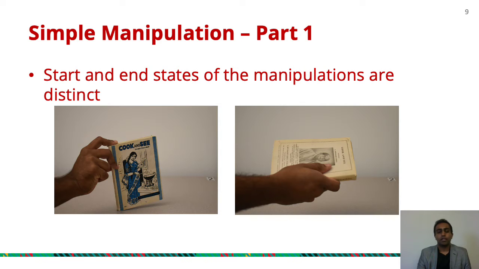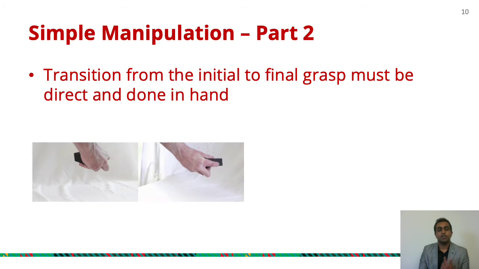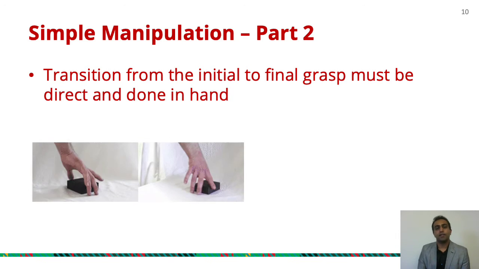To start, we define a simple manipulation as one in which the grasps at the beginning and end of the manipulation are distinct. In the case of this book, the initial grasp would be that used to maneuver it out of the cluttered shelf, and the final grasp would be that used to transport it stably. Additionally, the transition from initial to final grasp must be direct and done in hand.